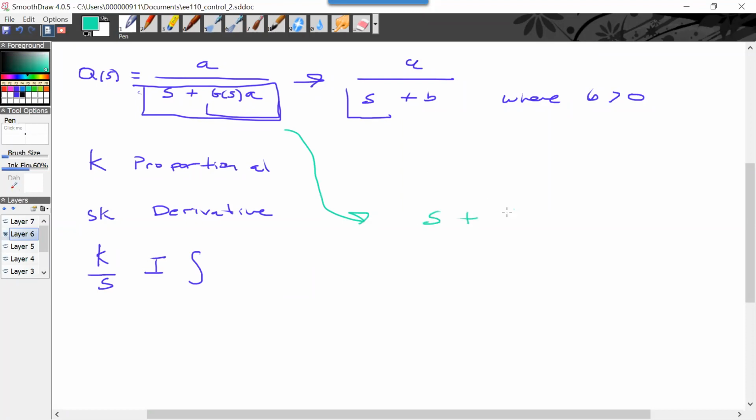So s plus G of s A. Let's try them out. I have s plus kA. I have s plus s kA. And then I have s plus k divided by s A. Now, this is a constant, and that's really what we're looking for. All we have to say is kA is greater than 0.